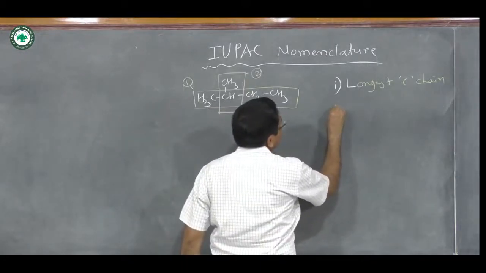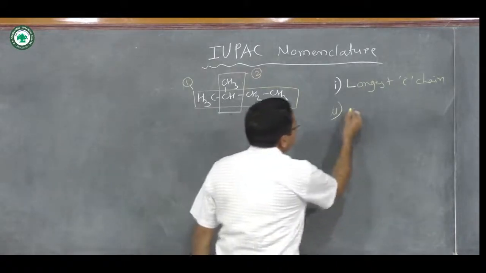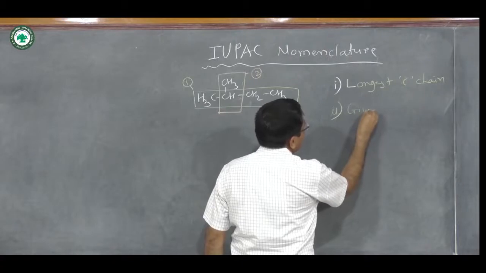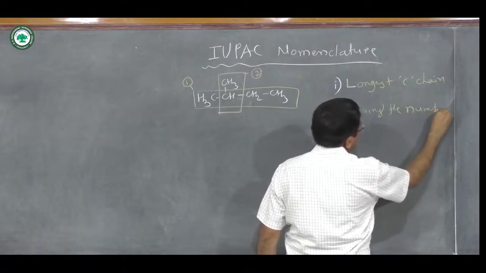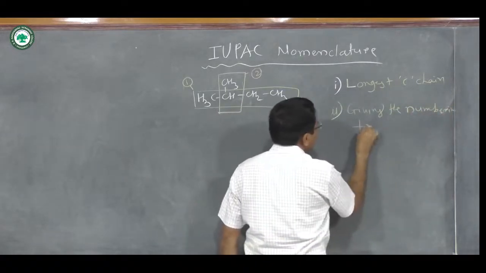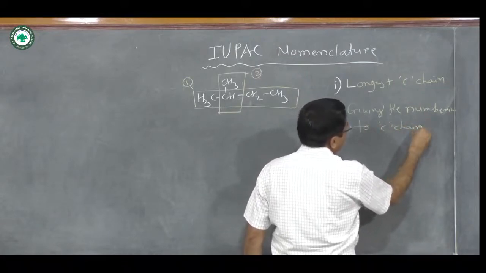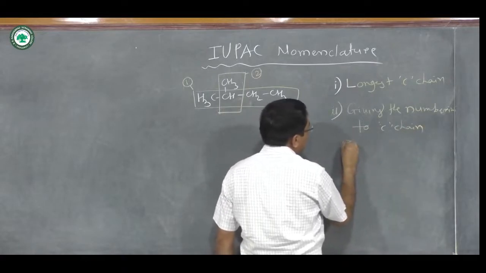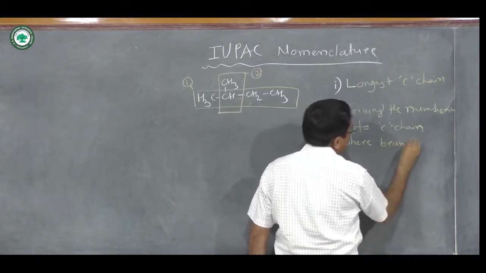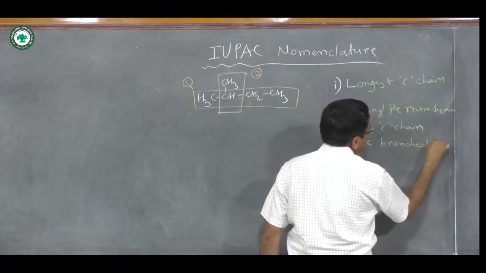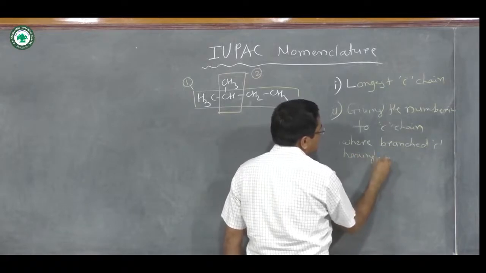Then the second step is giving the numbering to the carbon chain where the branched carbon has the least number.